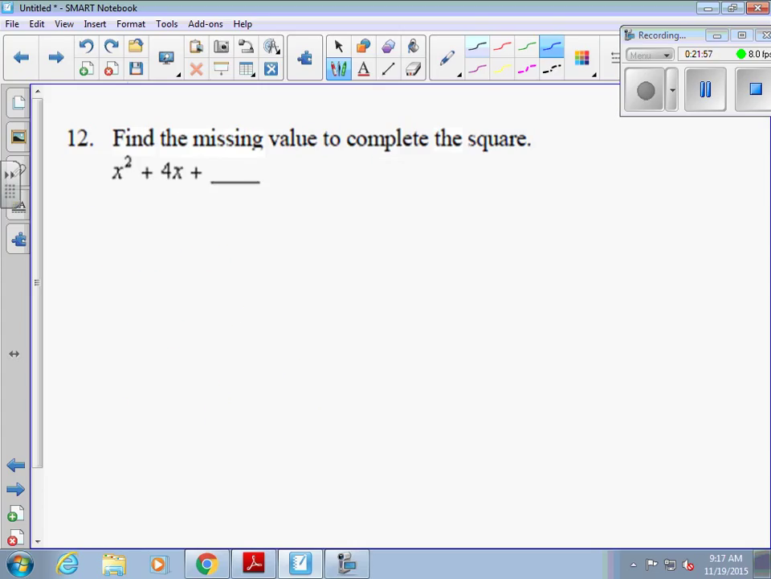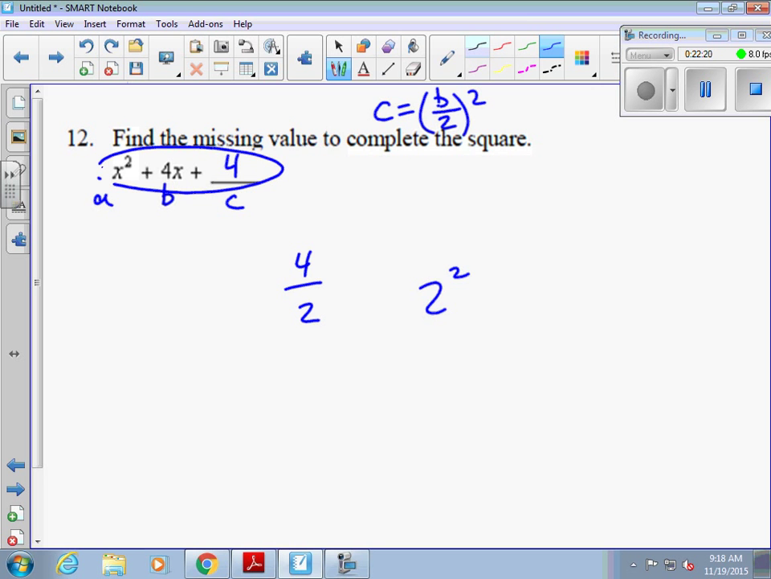Number 12 is completing the square. This was the other formula that looks like the one you find x with. c is b divided by 2, or half of b, squared. ax squared plus bx plus c. That's the one we're looking for. b's value is 4 divided by 2 is 2 squared, which is positive 4. So c in this case is 4.